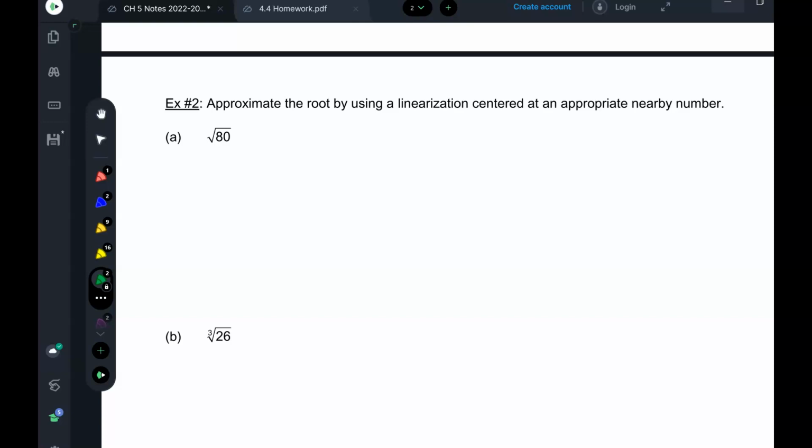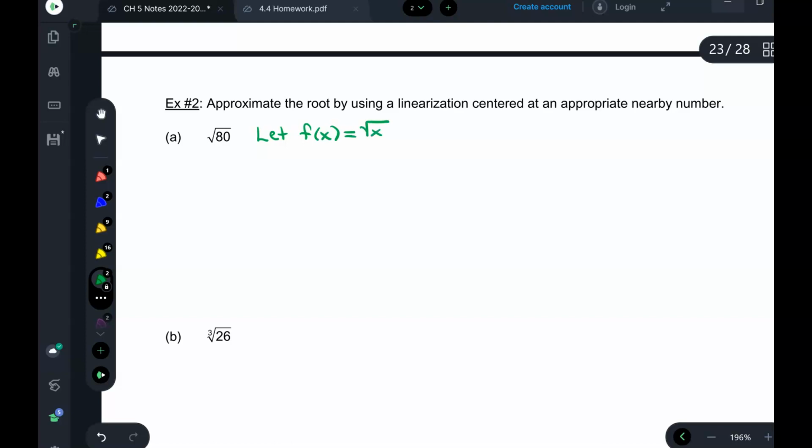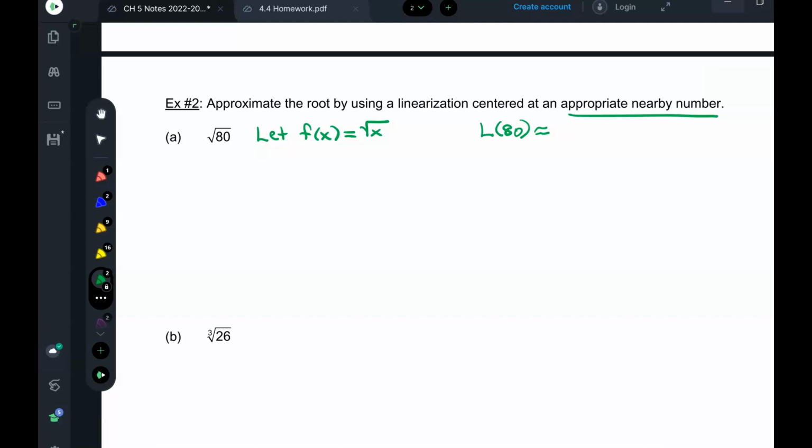Okay, now we're going to approximate the root by using a linearization centered at an appropriate nearby number. Okay, so now I'm just giving you square root of 80. So the first thing we want to do is come up with, what are we taking here? We're taking the square root. So I'm going to let f of x equal the square root of x. Now I want to approximate what the square root of 80 is. Now, what we want to think about is a nearby number. What square root do we know that is really close to 80? We know the square root of 81, right? So we are going to also let a equal 81.